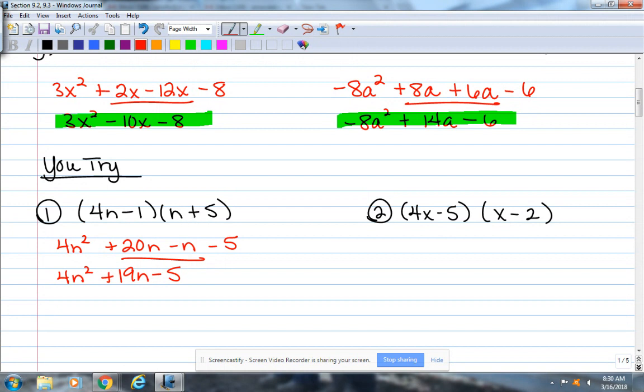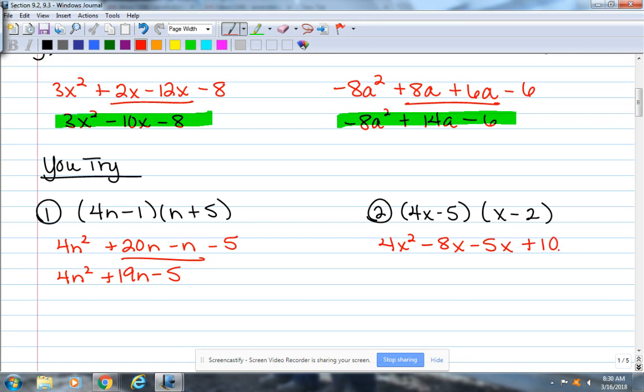Are there any questions? Number 2, what 2 things did you multiply together first? 4x times x. 4x times x is what? And then what did you multiply? 4x times negative 2. What is 4x times negative 2? Negative 8x. And then what did you multiply? What is negative 5 times x? And then what did you multiply? Negative 5 times negative 2. And what did you get?